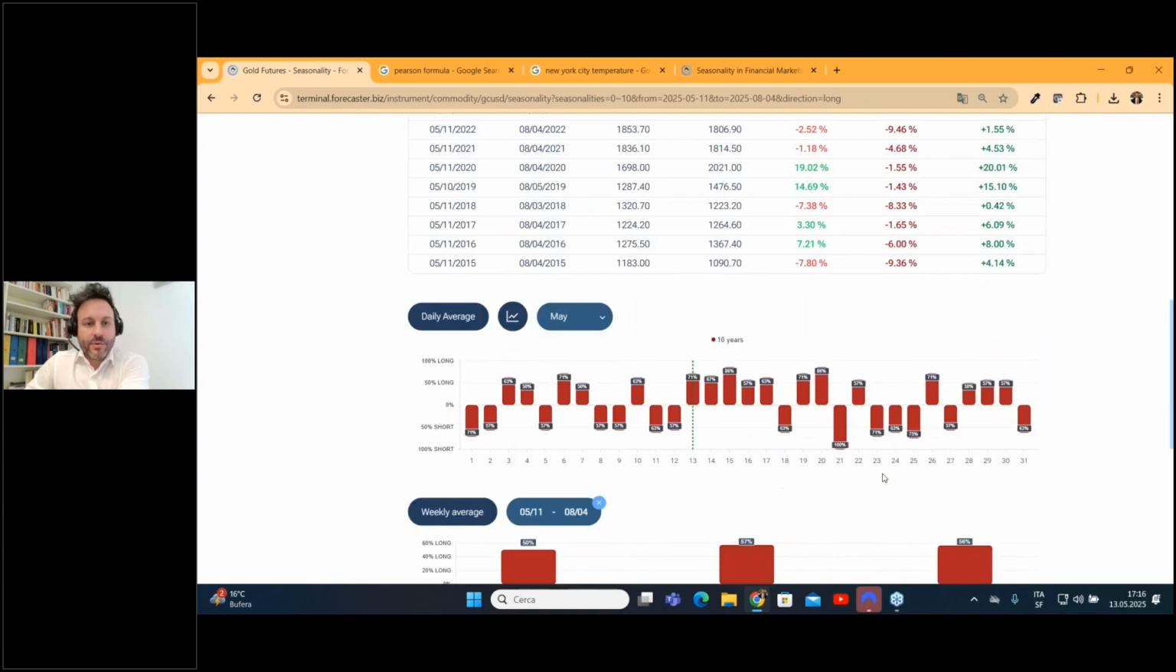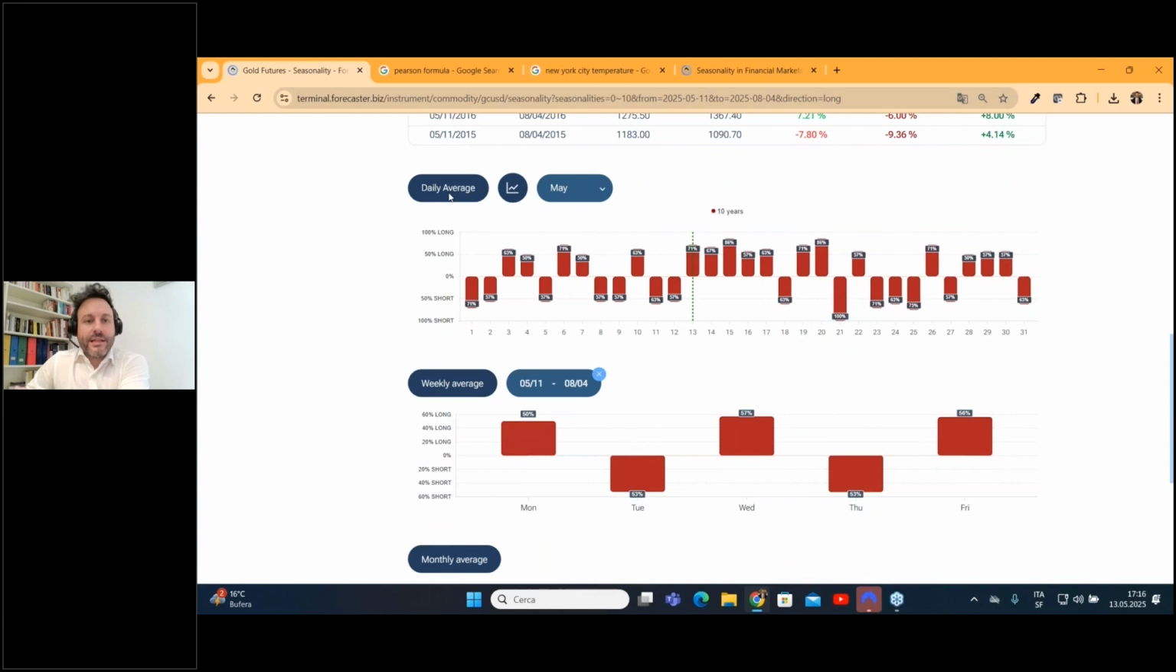But as I told you, you have also the daily average, very interesting because, for example, in the past 10 years, you can see that today, which is the 13th of May, 71% of this specific day were long. And of course, you can find really interesting statistics because look, for example, the day 20 of this month was 86% long and the day 21 was 100% short.